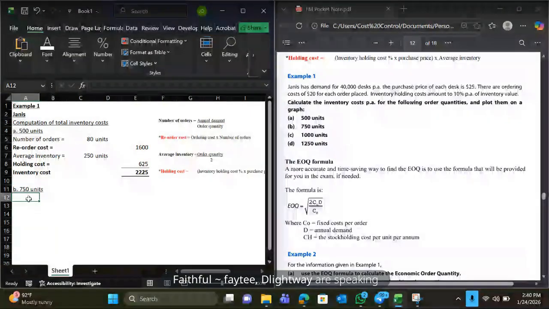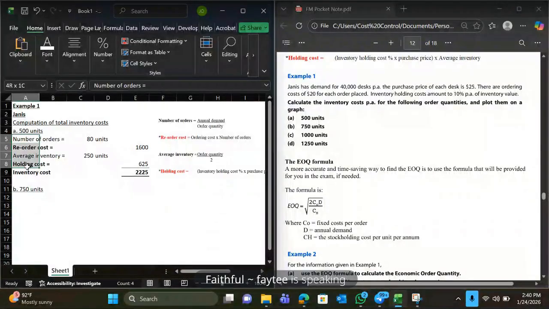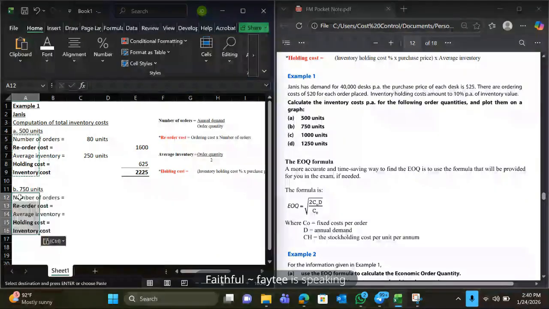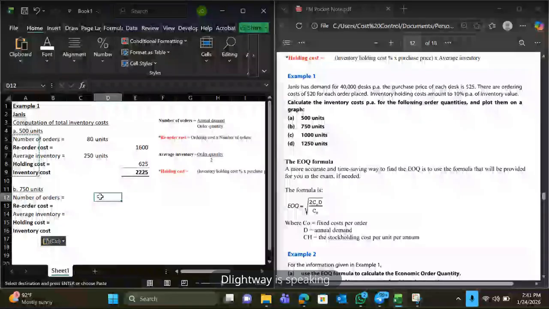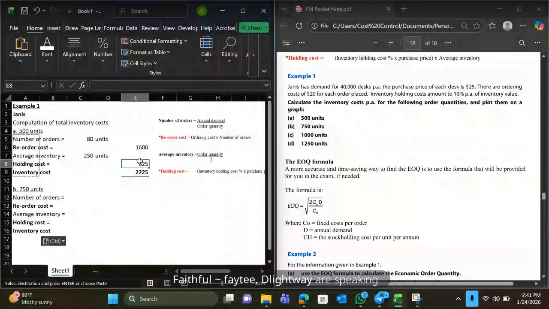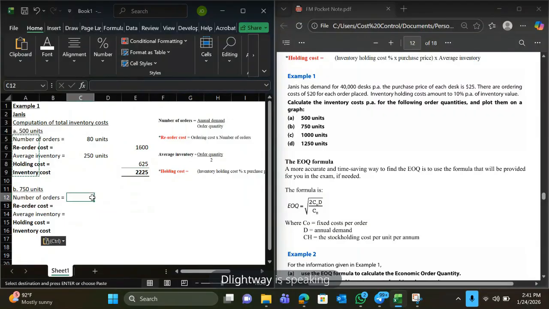You have something to say? I want to ask, do they always give us the holding cost as a percentage of something? What if they give us the holding cost as $30? If they give it to you, then you just use the $30 to multiply your average inventory. That's all. They just want to make it more tricky and confusing, that's why you have that percentage. The figure can be given to you directly, so just multiply exactly by the average inventory.